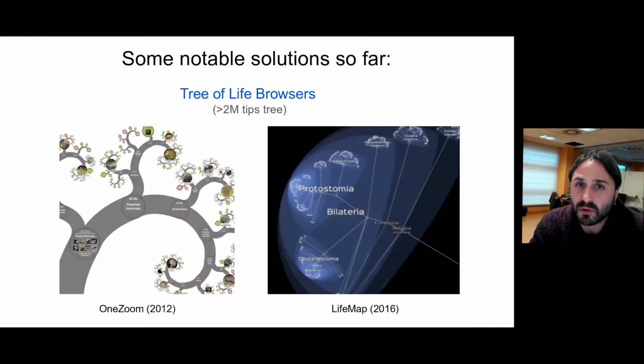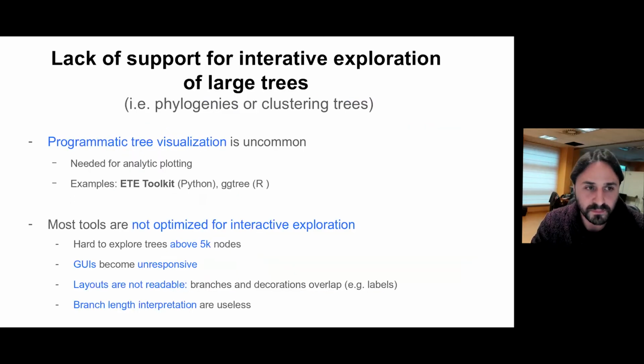There are some notable solutions developed so far, like the Tree of Life browsers that were published in the last years. One is OneZoom, the other is LifeMap. These are very nice solutions, very artistic also, and they allow you to browse the Tree of Life in a graphical way, but still it's not the type of analytic plotting that we are looking for. So we want to connect these technical advances with the programmatic system that we provide with the ETE software.